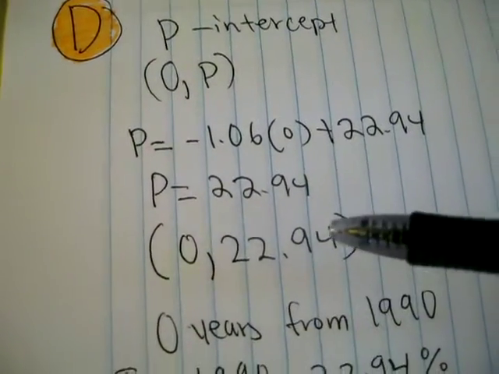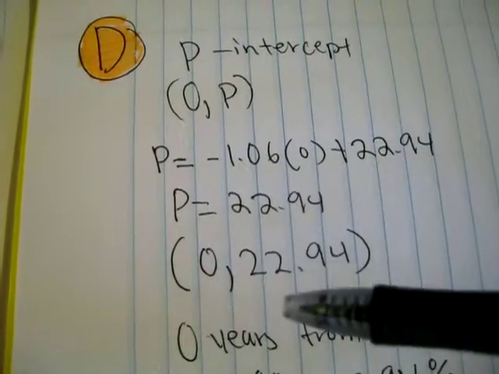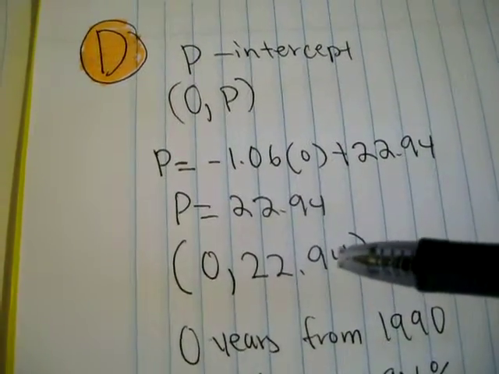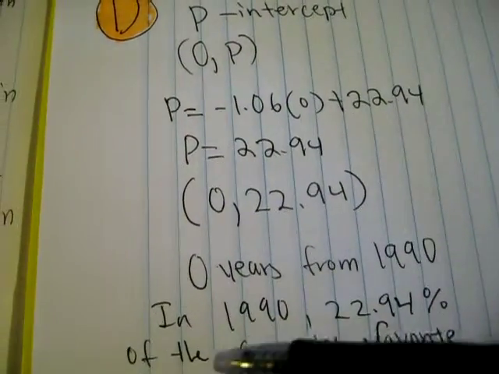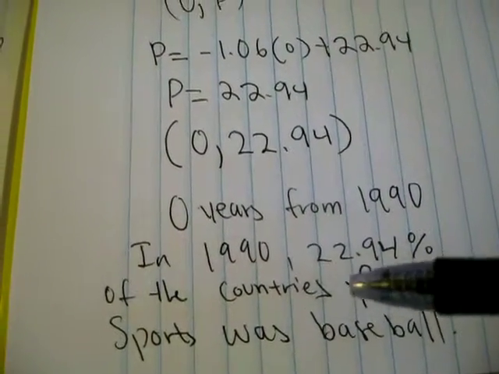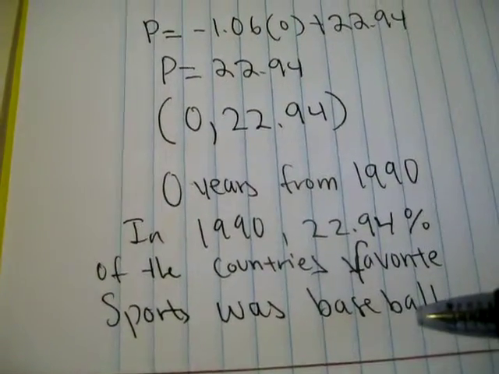And what does this mean? Since t, which is supposed to be here, equals 0, that is 0 years from 1990. So in 1990, 22.94% of the country's people had baseball as their favorite sport.